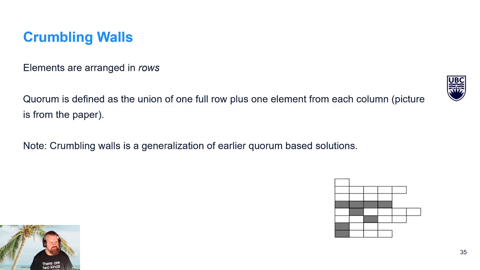At any rate, one of the things to notice is that crumbling walls essentially becomes a generalization of earlier quorum-based solutions. So you can, in fact, take Gifford and reader-writer quorum-based, and you can model it into this kind of a system if you want. So this is a generalization of that model. I'm not going to go into great detail. If you want to know more about all of the nuances and details of the proof, for instance, you really can go look at the paper.